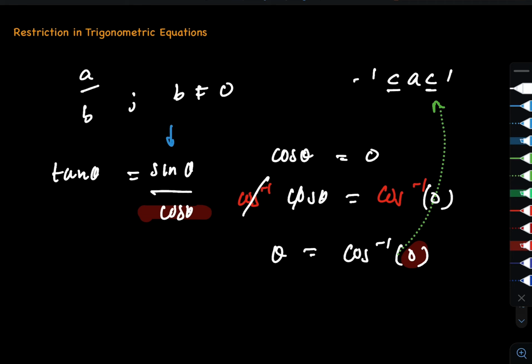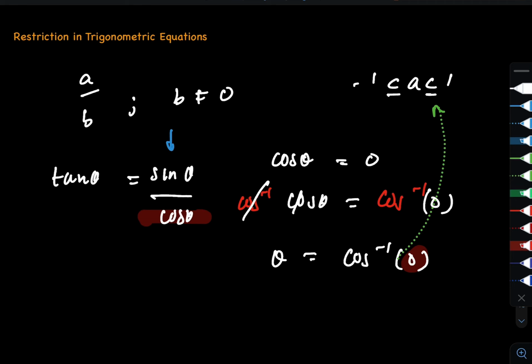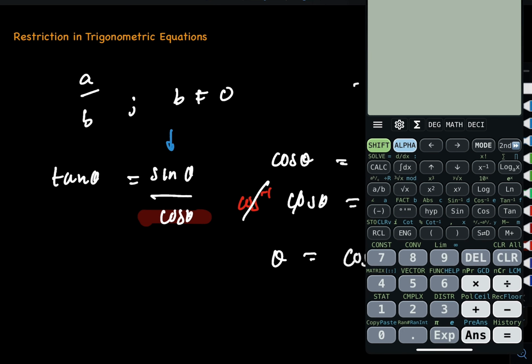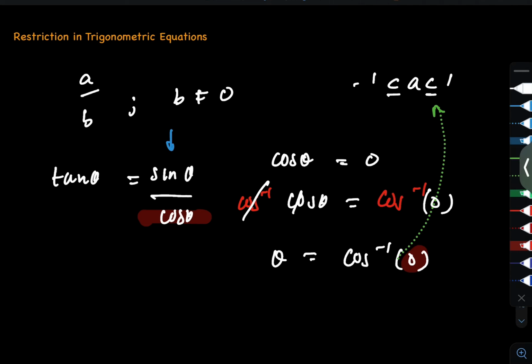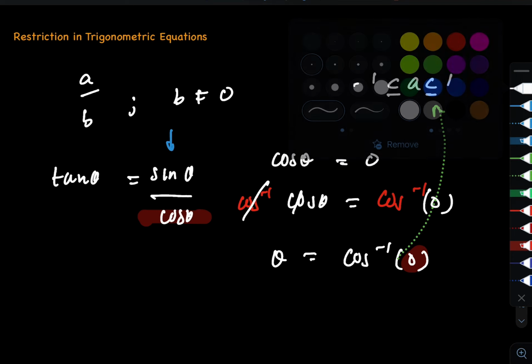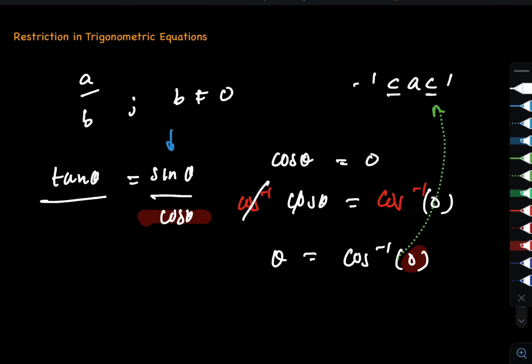So you can just simply punch a calculator for that. I'm just going to go ahead and do that. So I'm looking for second function cosine 0, which is going to be 90 degrees. All right, so second function cosine 0 is going to be 90 degrees. All right, so I know that this tangent function, tangent theta, is going to be undefined for cosine theta equals 0.